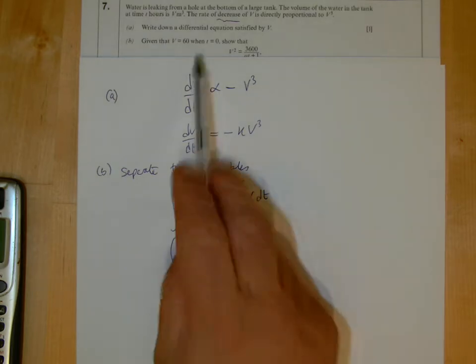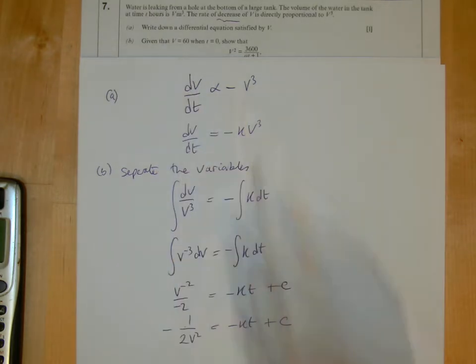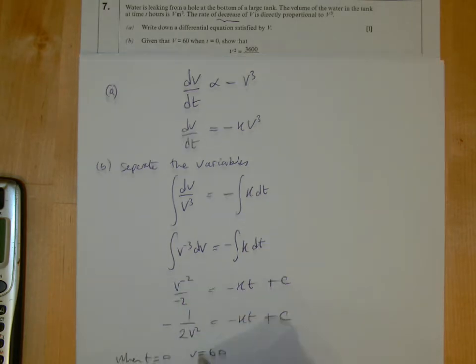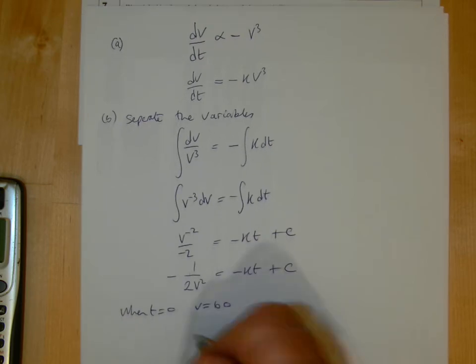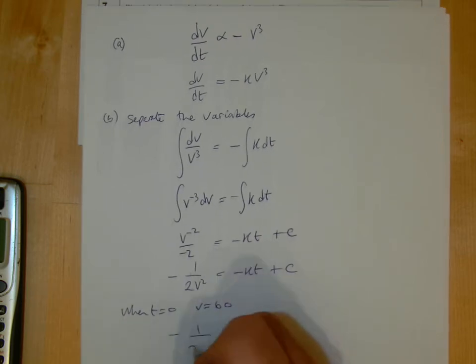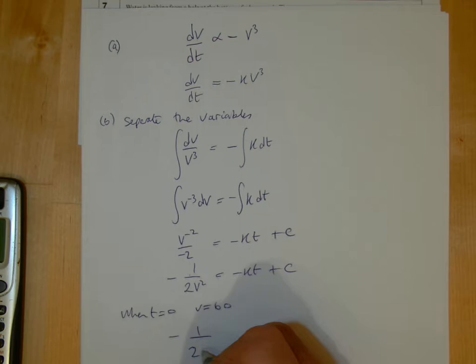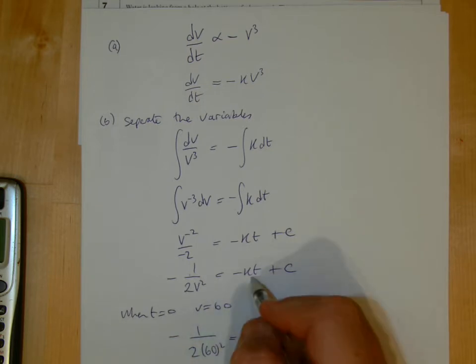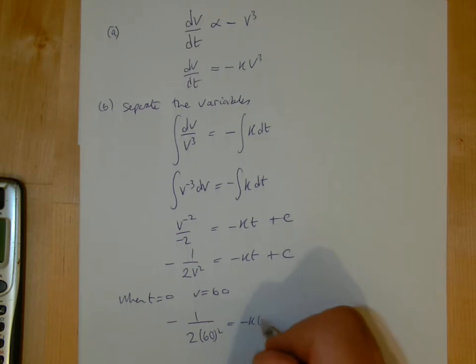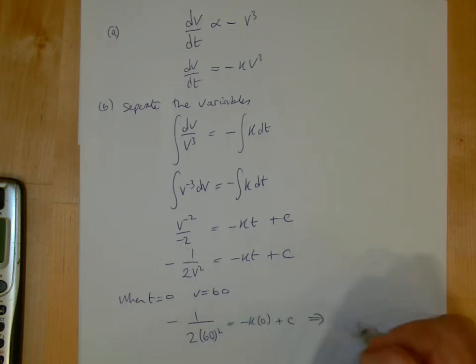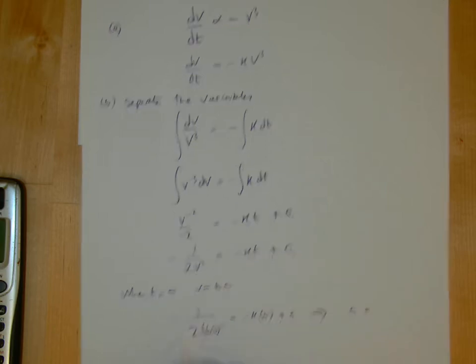And then if we put these conditions in, when V is 60, t is 0. When t is 0, V is 60. So just substitute that in. So we've got minus 1 over 2 times 60 squared equals, t is 0, so that will just go, won't it? You'd have minus k times 0 plus c. So that implies c will be that, whatever that is.